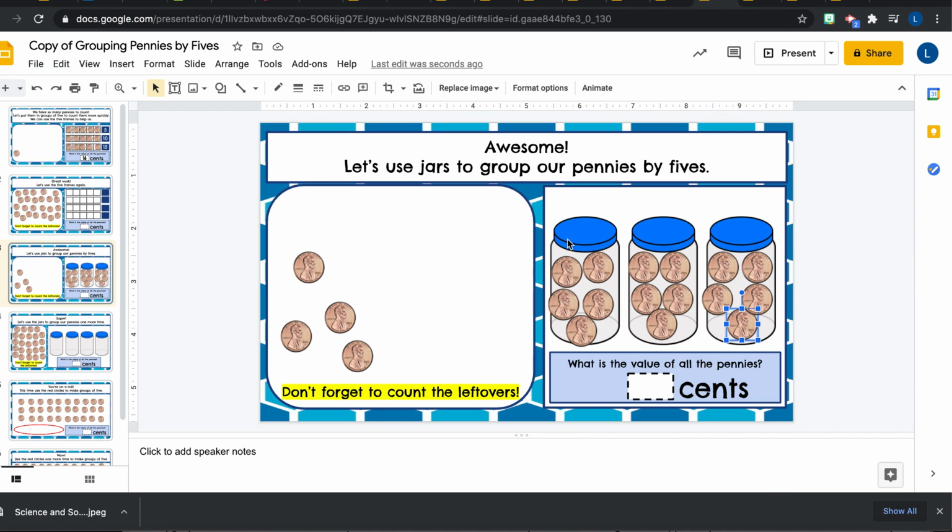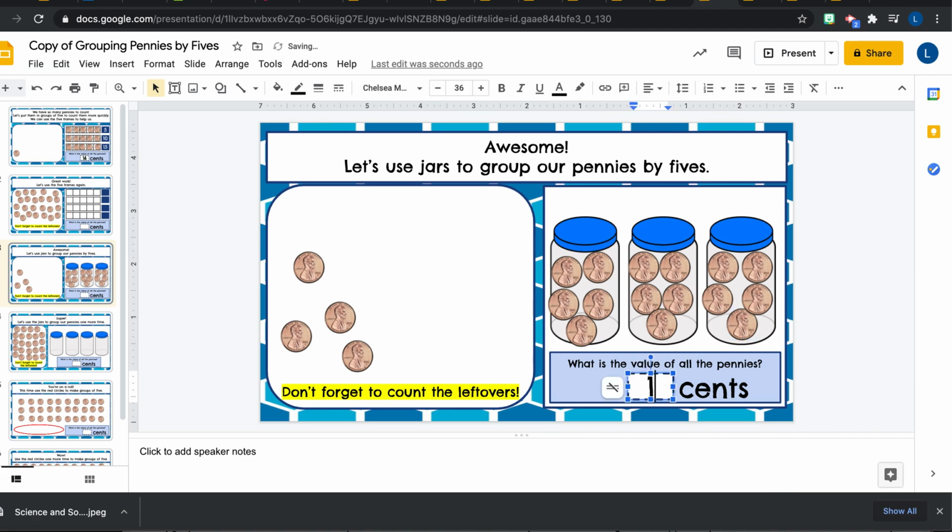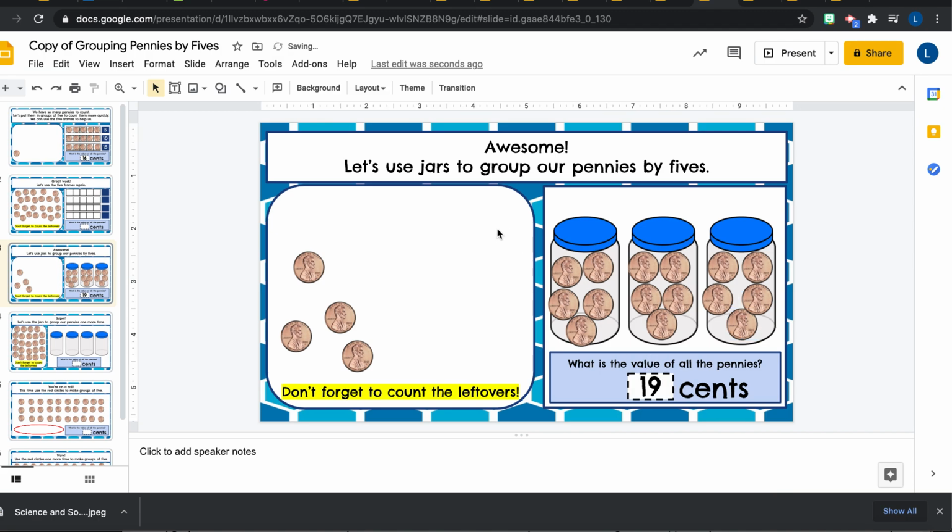So let's count by 5s. We have 5, 10, 15. Now we count by 1s because we have to do our leftovers, and our pennies have a value of 1. So we have 15, 16, 17, 18, 19. So we have 19 cents in our pennies.